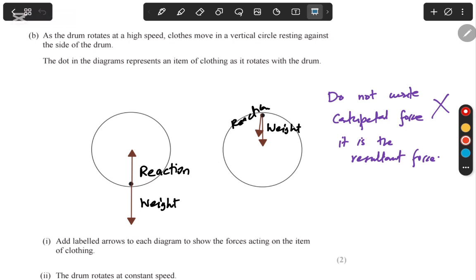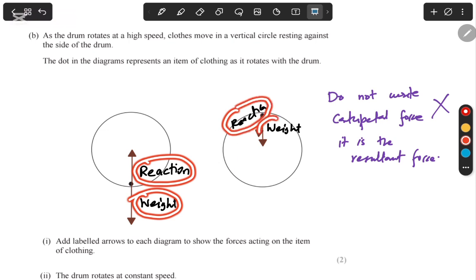So here we have two forces. The first force is going to be the weight, and the second is going to be the reaction force from the drum on the clothing. And we can see that the reaction force is going to act upwards and the weight will act downwards. And in the second diagram, we have the reaction force acting down and the weight is also acting down.